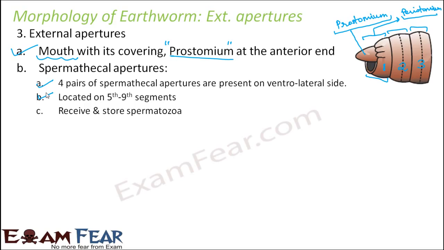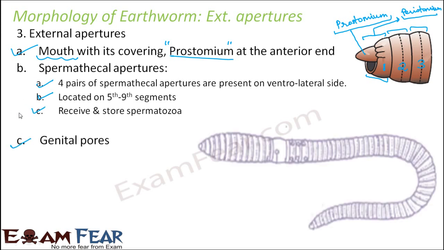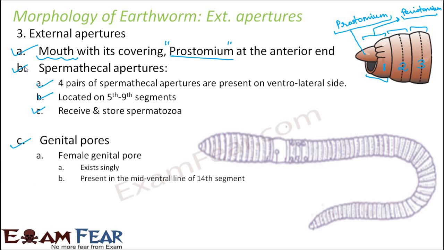So 2 earthworms exchange sperms during reproduction or during mating. Right? So now you need some place where you can store that sperm. So for that you need some opening. So this aperture is used to receive spermatozoa and also to store them. And then the third ones are the genital pores. Genital pores, again, they have male genital pores and female genital pores. When you talk about the female genital pore, it exists singly.